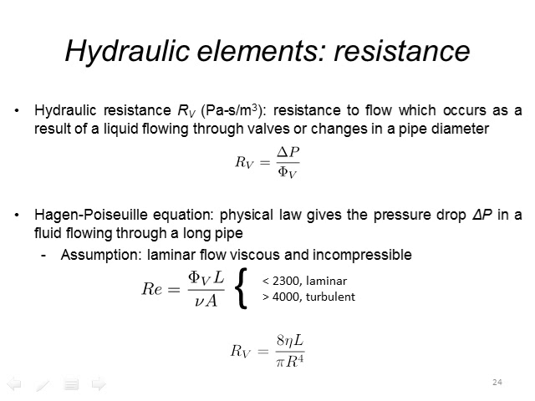Now this becomes important when we use the Poiseuille equation, and this physical law, as we saw earlier, gives the pressure drop, delta P, in a fluid flowing through a long pipe. We have to be a little careful here in that our assumption is that we have what's called laminar flow, viscous and incompressible.